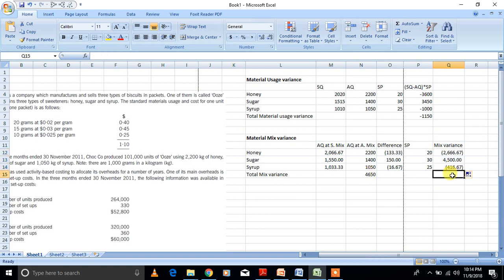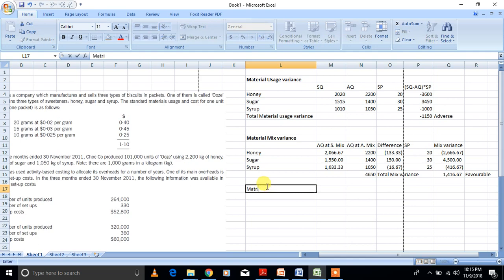So the total mix variance has to be the sum of these three. So your total mix variance is 1416.67. Since the answer is positive, favorable. If you want to emphasize it is favorable, write it here, favorable. Here, since we got the answer minus, you can say this is adverse. Done.